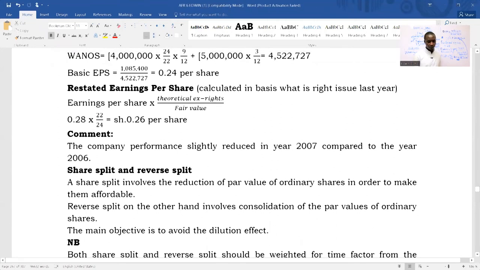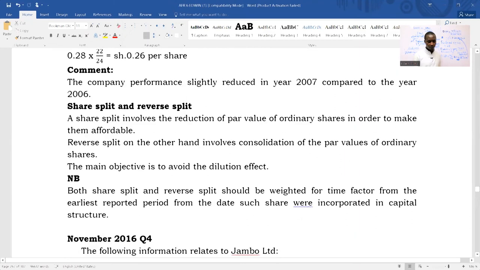So when we talk about share split and reverse split, this will be based on the illustrations to be done. Why do we carry out a share split? A share split involves reduction of the par value of ordinary shares in order to make them affordable. The reverse split is all about the consolidation of the par value. The main objective of a reverse split is to avoid the dilution effect.